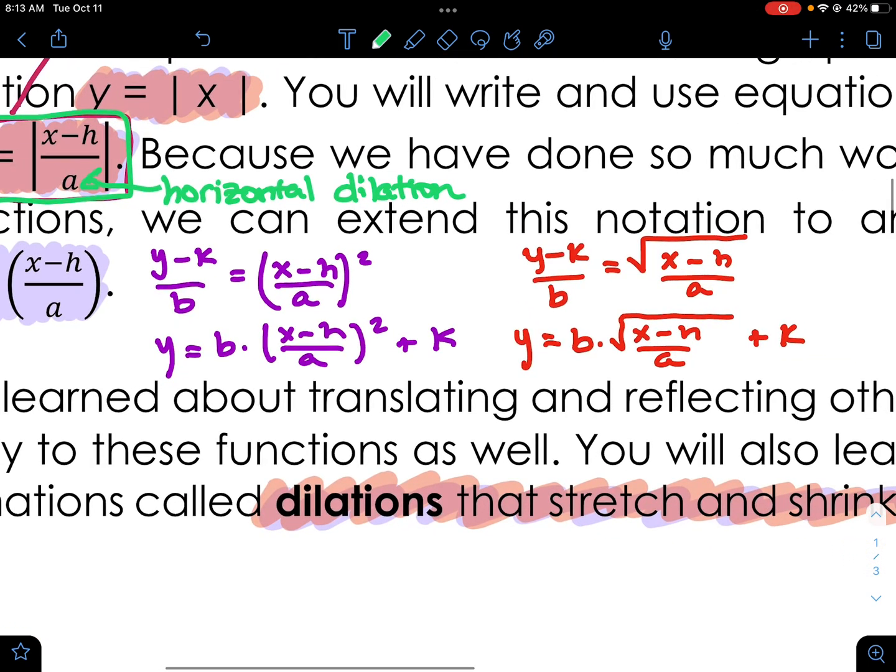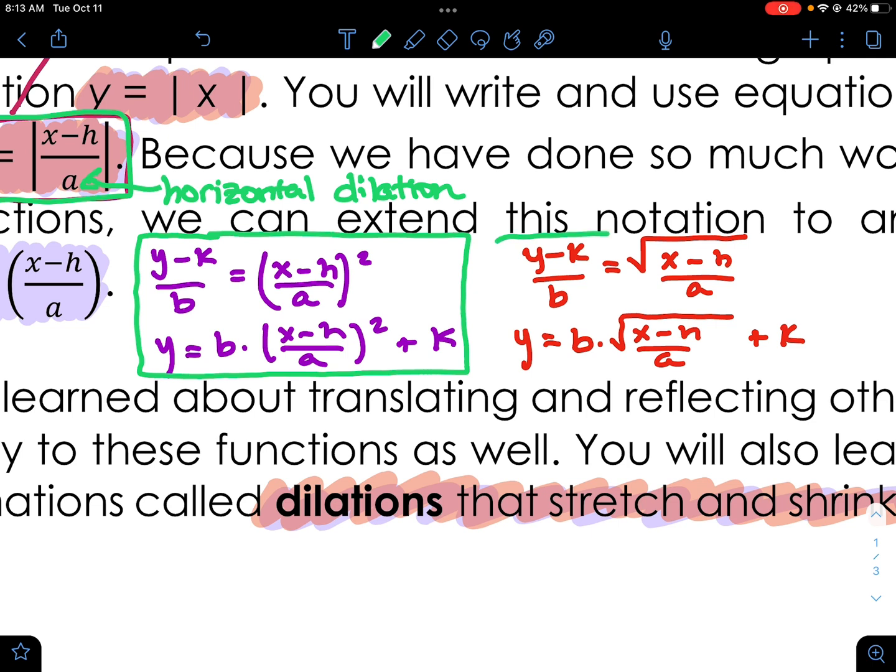You have your quadratic parent function written with the dilations. On the top, you have the double I. On the bottom, you have the single I. And then here's the square root function written with the dilations. Again, the top is the single I, and the bottom is the double I.